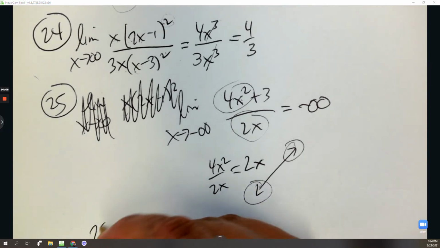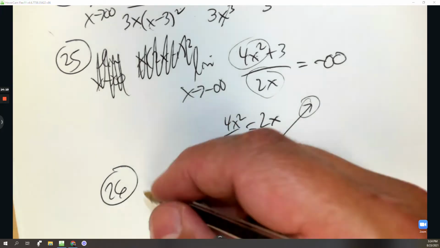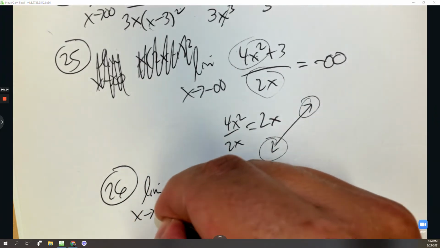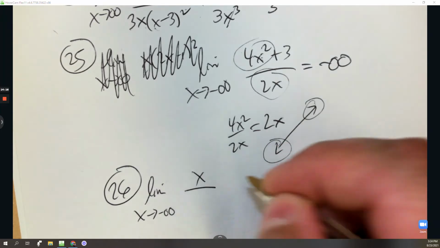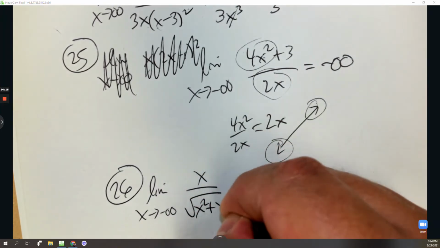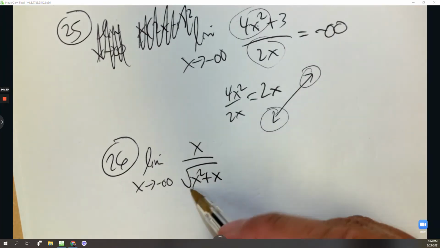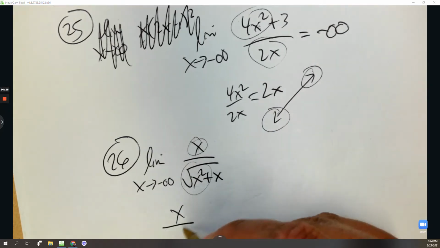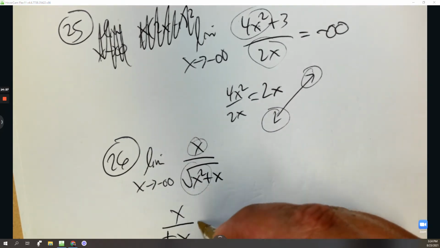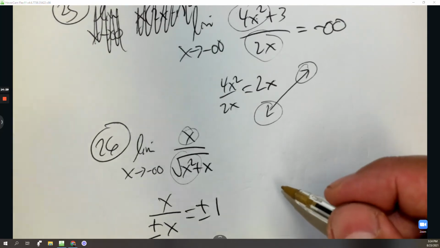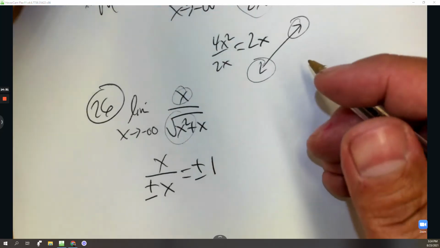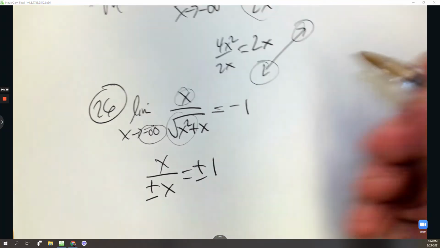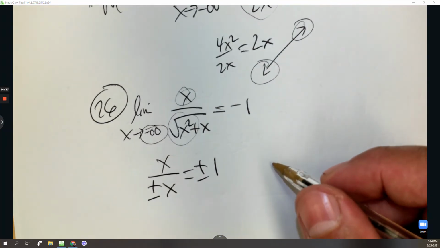26. The limit as x approaches negative infinity, x divided by the square root of x squared plus x. So be careful here. So this creates 2 asymptotes. That's positive or negative x. So that's positive or negative 1. So to the left, this is negative infinity. The answer is negative 1. And to the right, it would be positive 1.